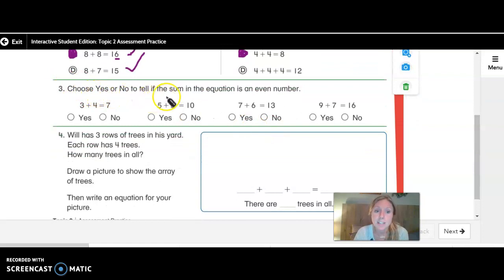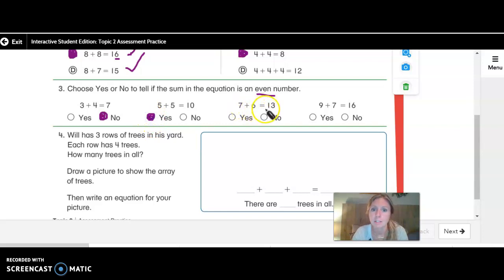Choose yes or no to tell if the sum in the equation is an even number. What are we looking for? Even numbers. So let's look at the equation. Let's look at the sum at the end. Is 7 even or odd? You say yes or no. Even? No, it's not. And again, remember our tip. It has to be able to be broken up into 2 equal groups. 5 plus 5 is 10. It says it right in the equation. 5 in one group, 5 in the other. It's even. 10 is an even number.